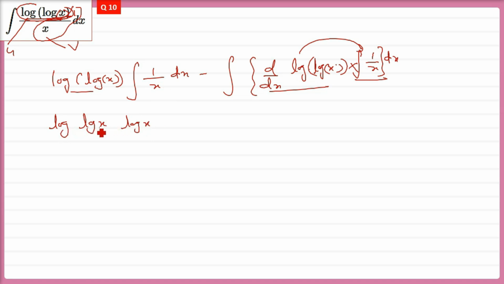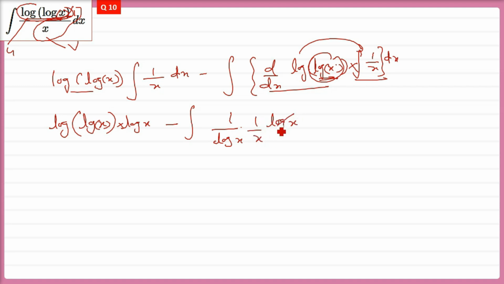So these all are different. Log of log x is a separate term, and log x which we just got is a separate term. So just bound them inside your bracket so that the examiner feels well. 1 by x integration is log x. Log x differentiation is 1 by log x, because anything inside log will be 1 by that thing. So 1 by log x. Now log x has to be differentiated again, and that will give you 1 by x.